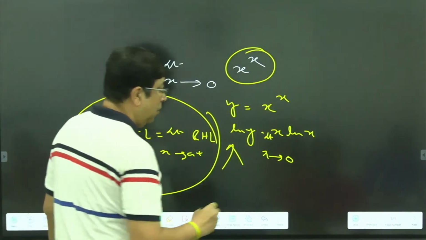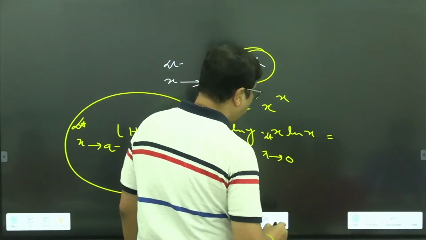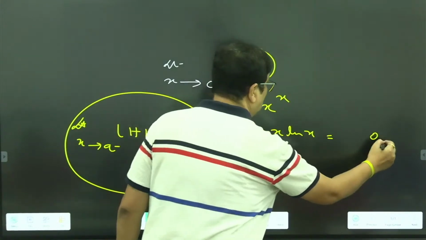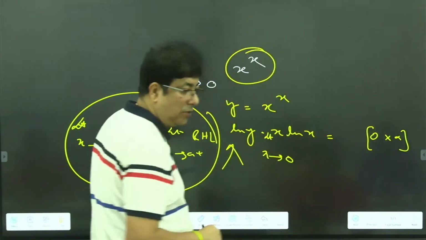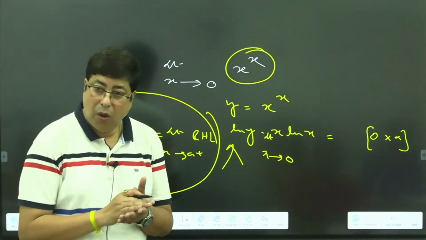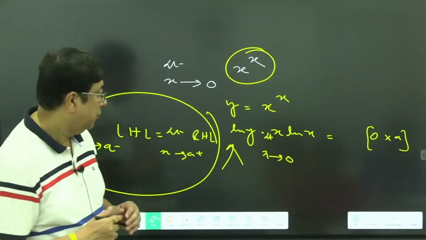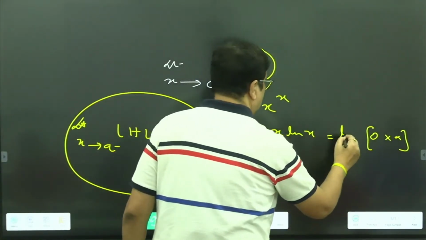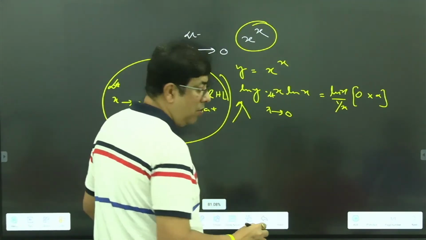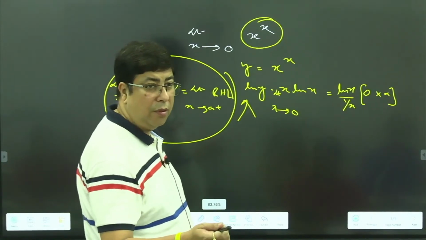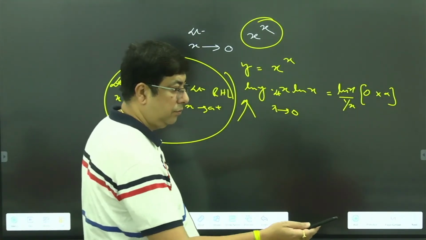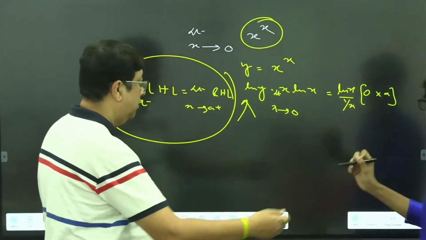Now what will you do? In this case, as x tends to 0, this is a 0 into infinity form. We cannot apply L'Hopital's rule directly. L'Hopital's rule is applied when it is either 0 by 0 or infinity by infinity form. Therefore, we can write log x by 1 by x. Is there anyone who can solve it now? Come here and solve.